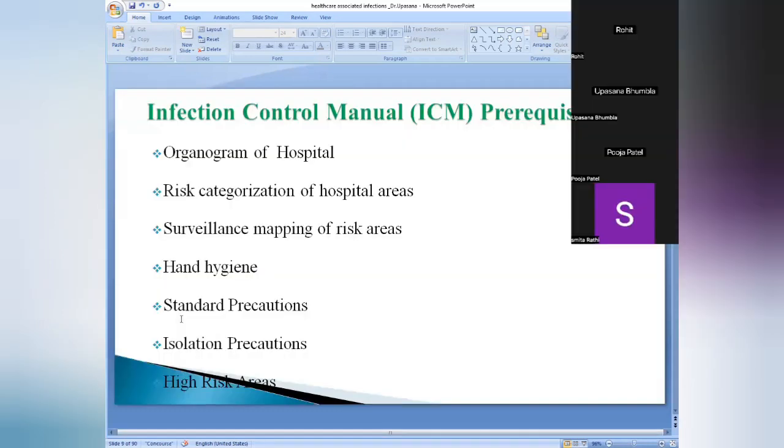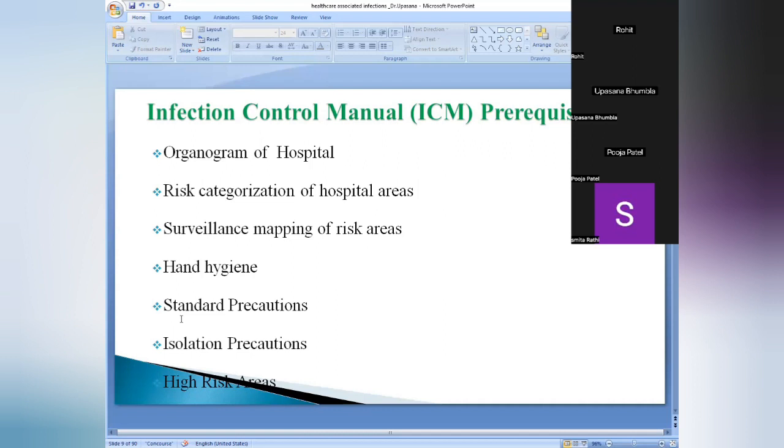The third component of the infection control program is the infection control manual. The prerequisite of this infection control manual is first and foremost the organogram of the hospital, what we have just spoken of in the hospital infection control committee, HICC. So the organogram has to be followed. Who is the administrator, who is the chairperson, who is the member secretary, who is the infection control officer, who is the infection control nurse. And based on that, the other members of the HICC will help you adhere to the policies.